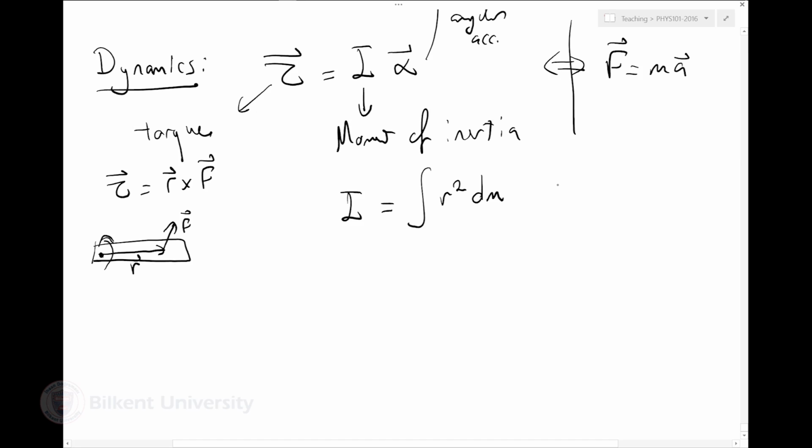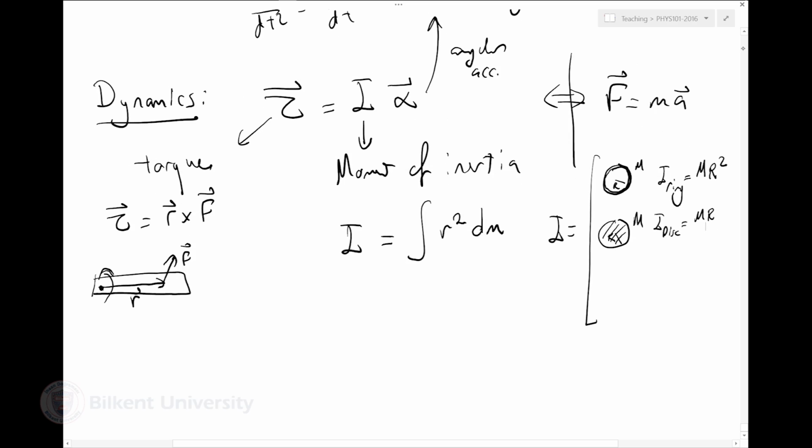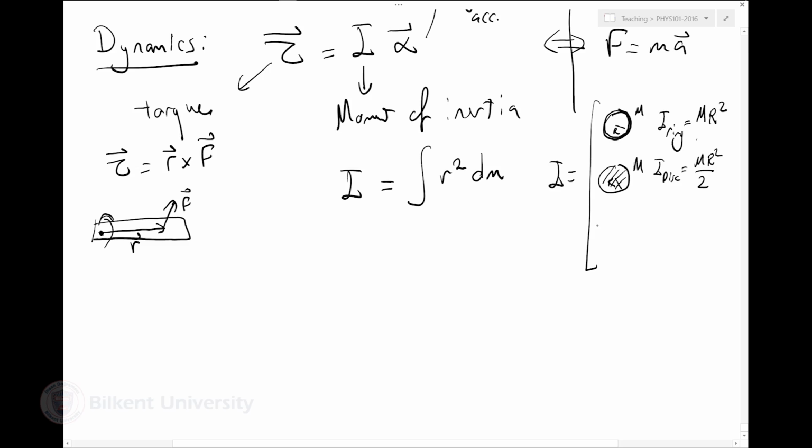For a few objects, we already calculated it. We had a list. If I have a ring of radius r and mass m, I of the ring through the center was m r square. If I had a disk of mass m and radius r, I of the disk was m r square over 2. If I had a uniform rod of length L and mass m, I of the rod was m L square over 12.